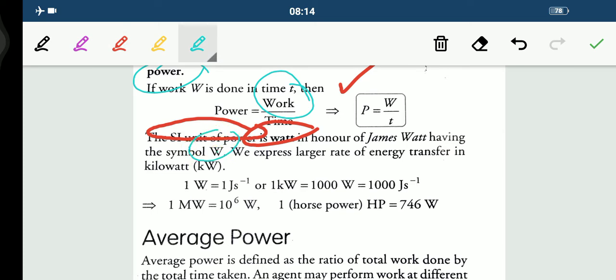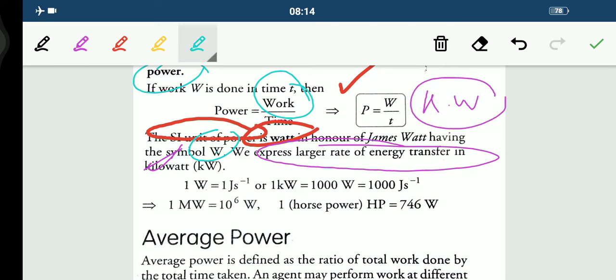And see, every unit is expressed in a larger form for a larger rate of energy. So when we talk about power, we express the larger rate of energy transfer in kilowatt. Kilowatt is nothing but a larger unit of watt. Remember this. Now see, here comes an important point. This could come in your examination in a 1 mark MCQ form.